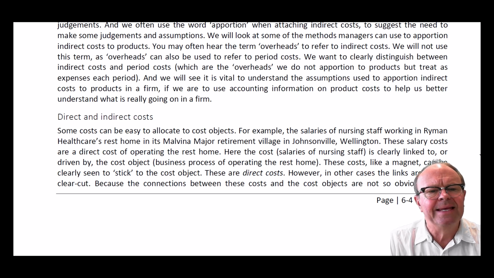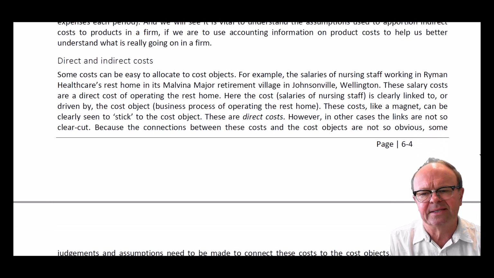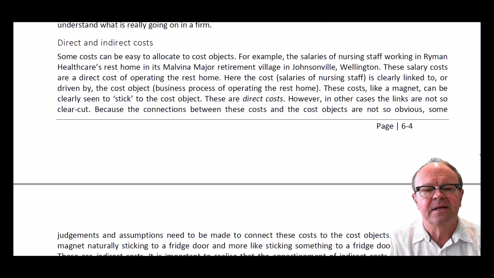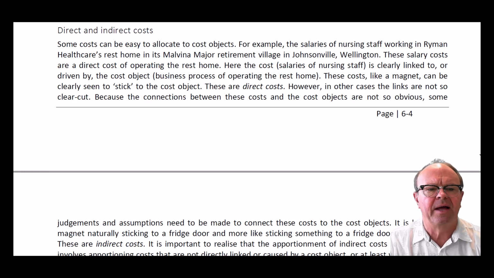Some costs can be easy to allocate to cost objects. For example, the salaries of nursing staff working in Ryman Healthcare's rest home in its Malvina Major retirement village in Johnsonville, Wellington. These salary costs are a direct cost of operating that rest home. Here, the cost, salaries of nursing staff, is clearly linked to or driven by the cost object, the business process of operating the rest home. These costs, like a magnet, can be clearly seen to stick to the cost object.